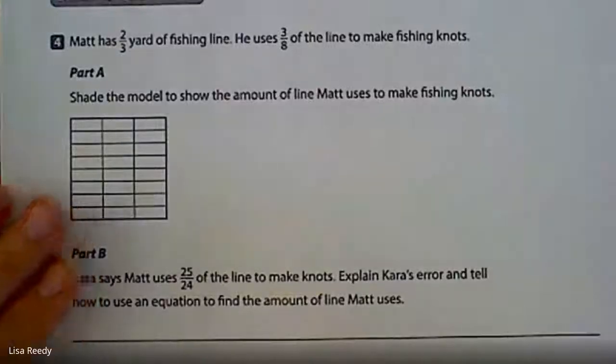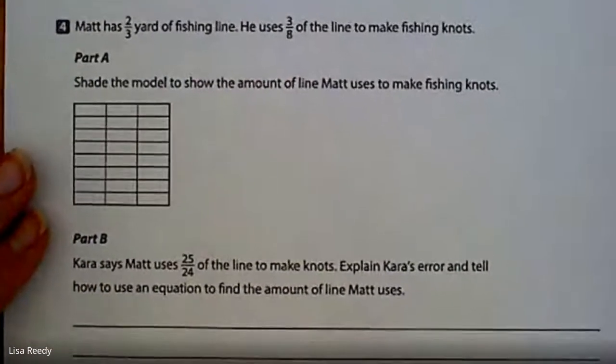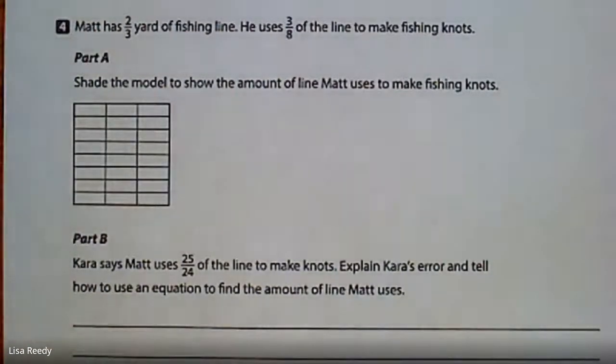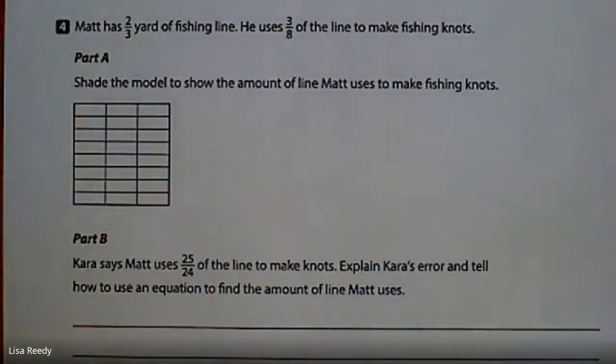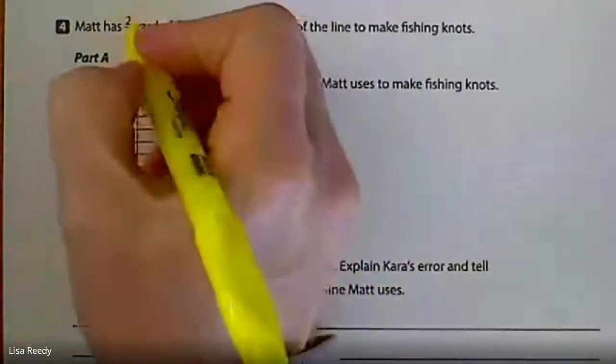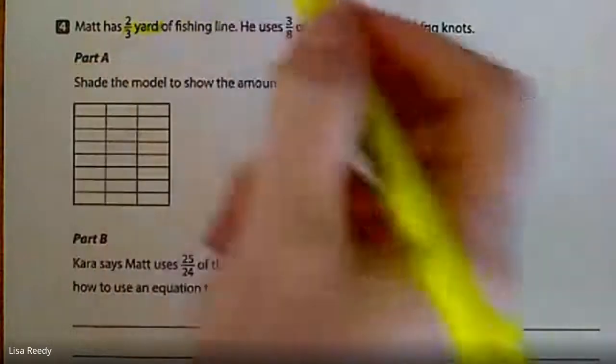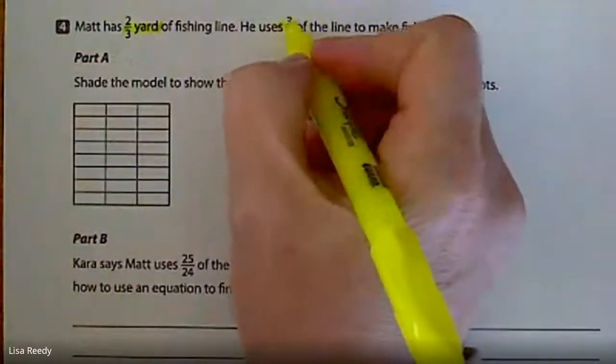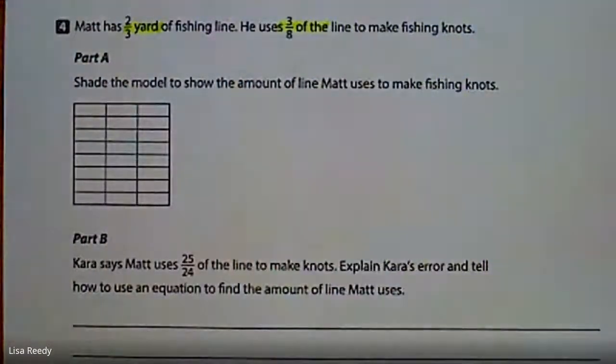So when I look at number 4, it says Matt has 2/3 yards of fishing line, and he uses 3/8 of that line to make fishing knots. Okay, so he has 2/3 yard. He uses 3/8 of that to make the fishing line. It says to shade the model to show the amount of line Matt uses to make fishing nets.